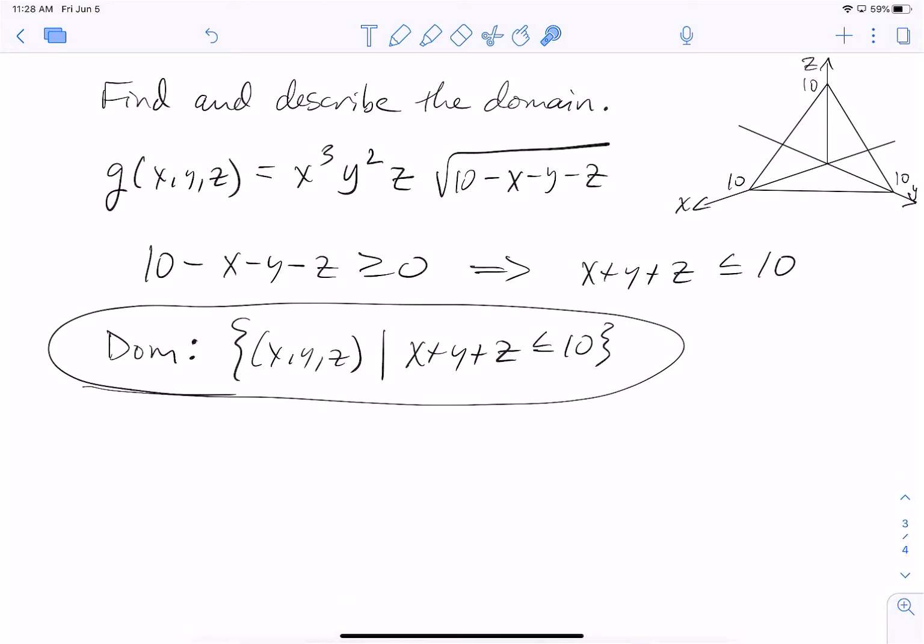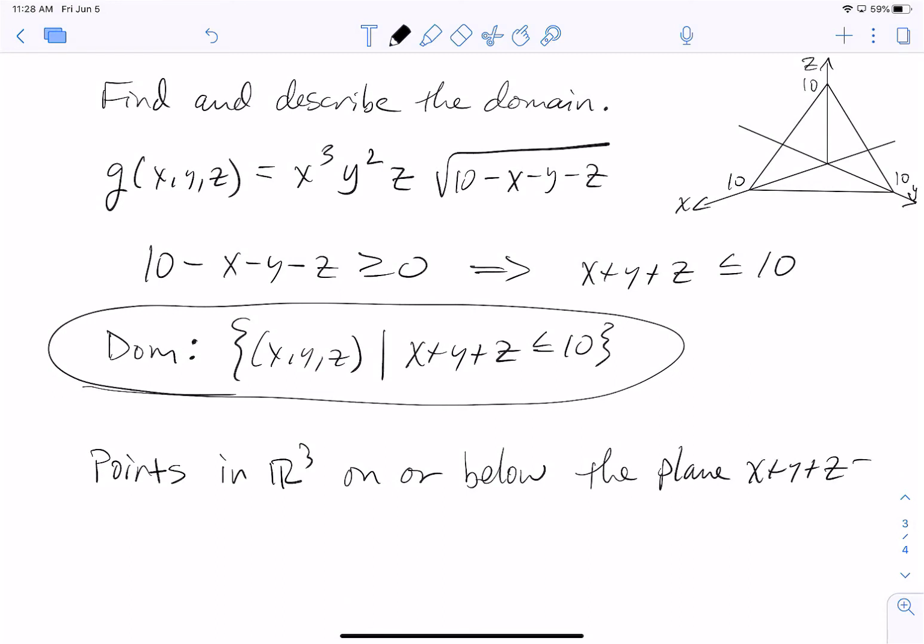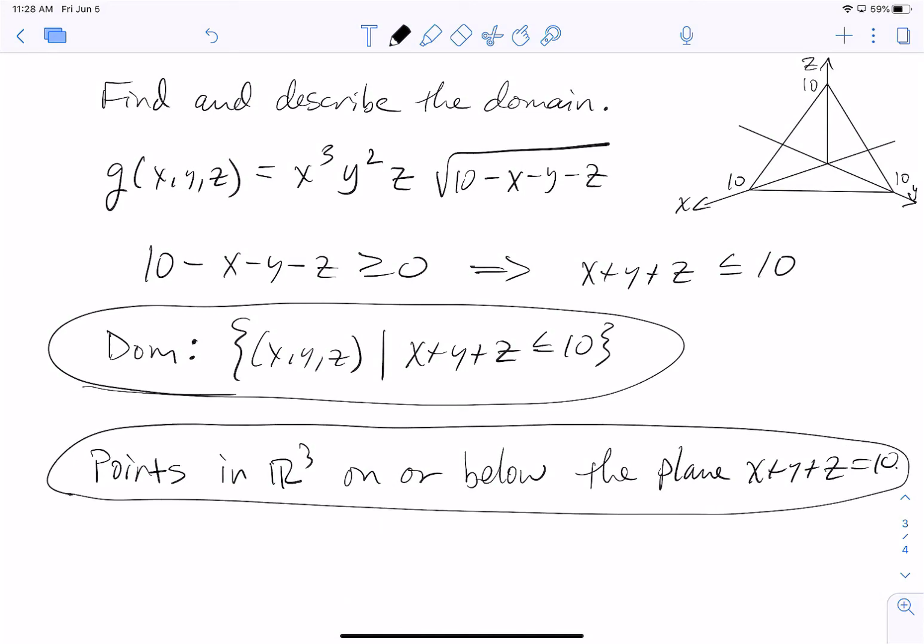The idea, though, is that x plus y plus z is supposed to be less than or equal to 10, and so the sum of x, y, and z being less than or equal to 10 means we're looking at points that are below this plane, and that's the description. We should define the space that we are in, points in R3. On or below. I don't think I said on before, but it's less than or equal to, so on or below the plane x plus y plus z is equal to 10. And that's our description of the domain.